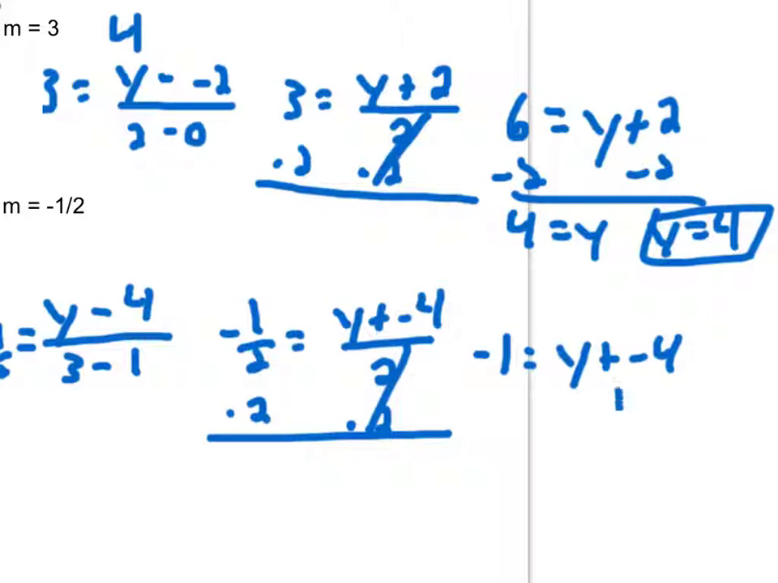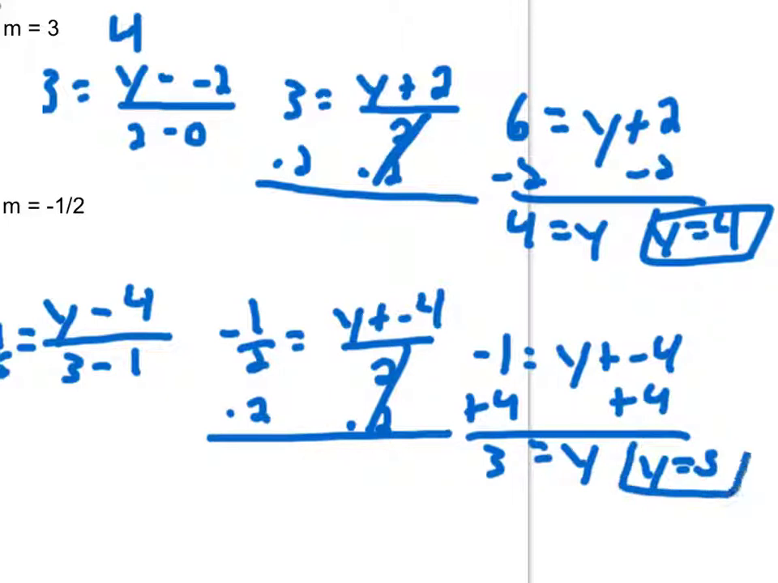Now I'm going to get y by itself by adding 4 to each side. And negative 1 plus 4 is 3. So I get 3 equals y, or y equals 3 in this case. Okay? Y equals 3.